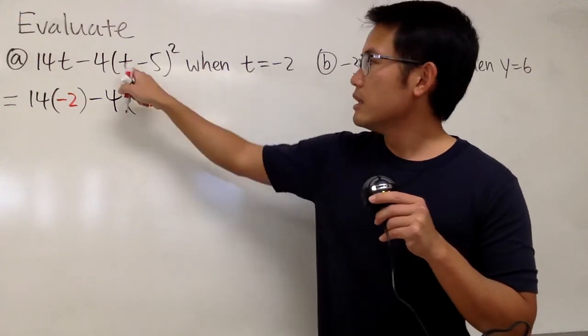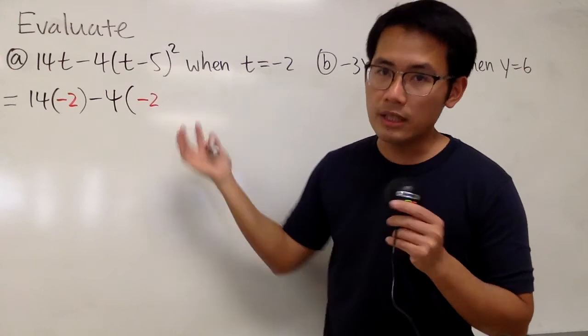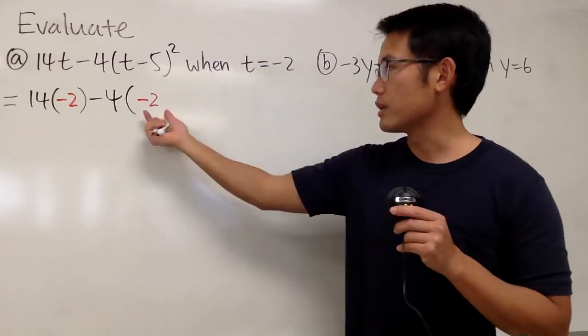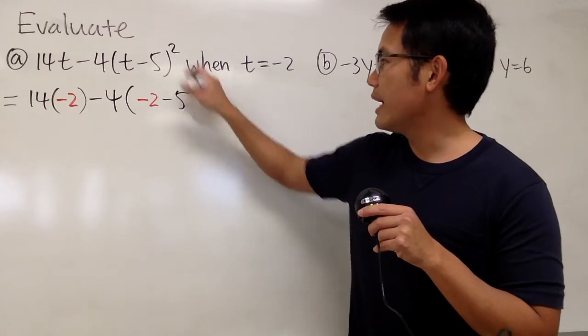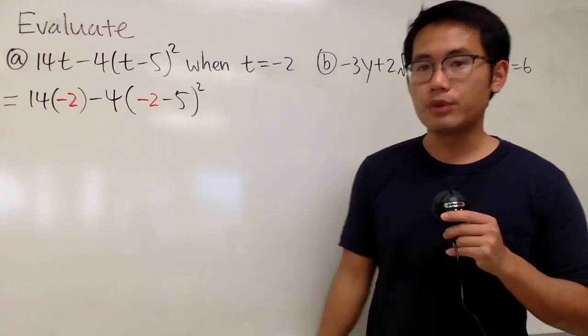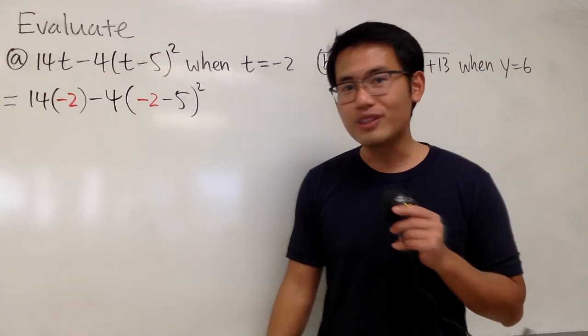And notice that this is just the t by itself. There's nothing else going on around the t. So you don't necessarily have to put down parentheses around the -2. This is okay. And then we have the -5 and close that, and we have to raise that to a second power.